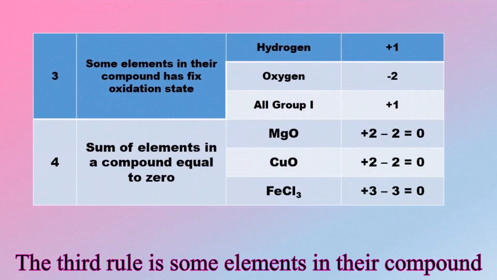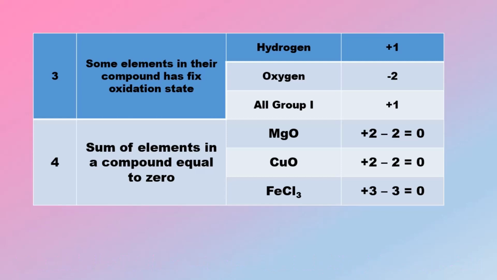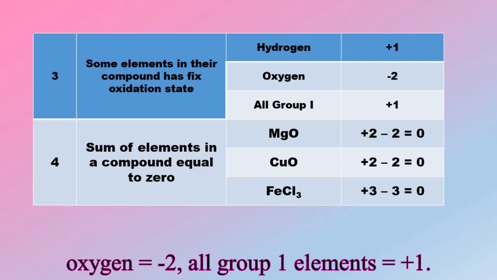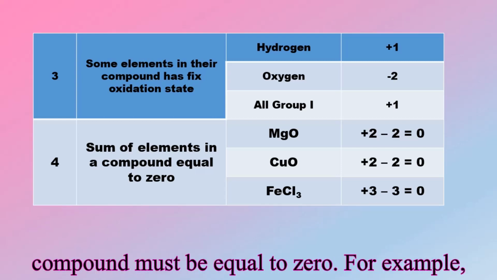The third rule is some elements in a compound have fixed oxidation state. For example, hydrogen +1, oxygen -2, all group 1 elements +1. The fourth rule is the sum of elements in a compound must be equal to 0.